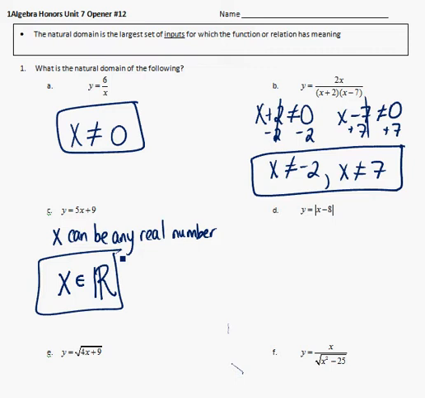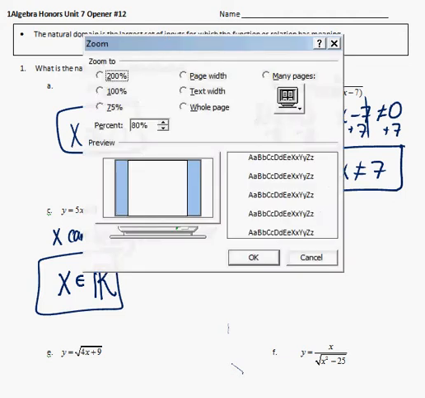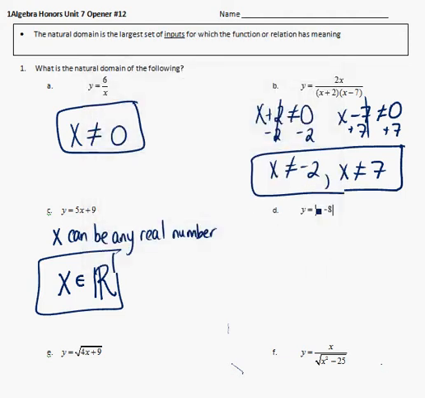Let's take a look at part D and see if that works the same way, even though there's absolute value bars. Can I input positive numbers? Can I input negative numbers? Can I input 0? Can I input fractions and decimals? Again, it looks like even though there's absolute value bars, any of those different types of inputs that I might want to substitute in are all fine. So again, x is an element of the real numbers, or x is any real number.